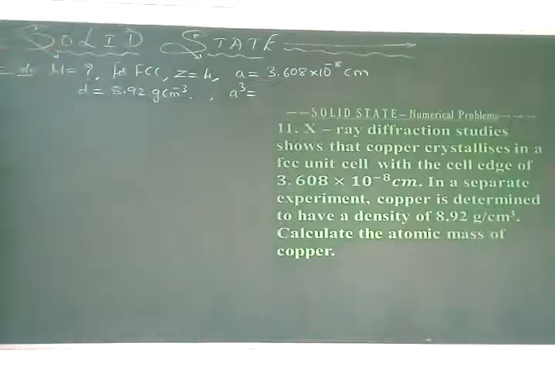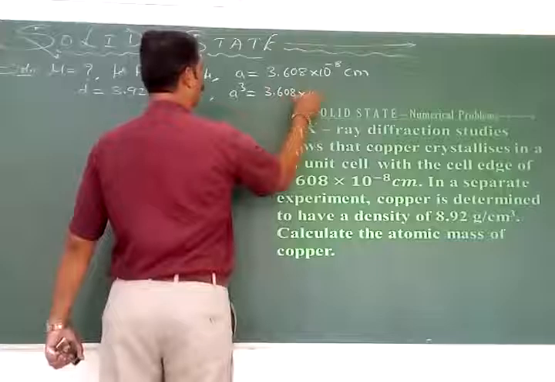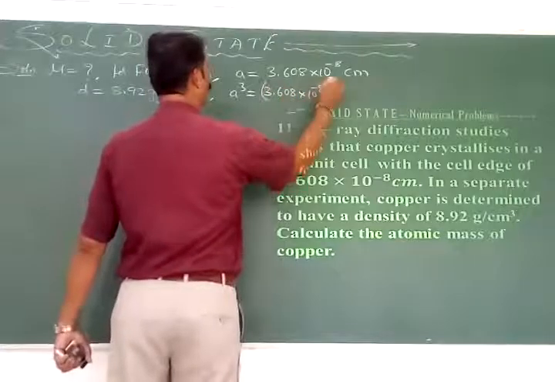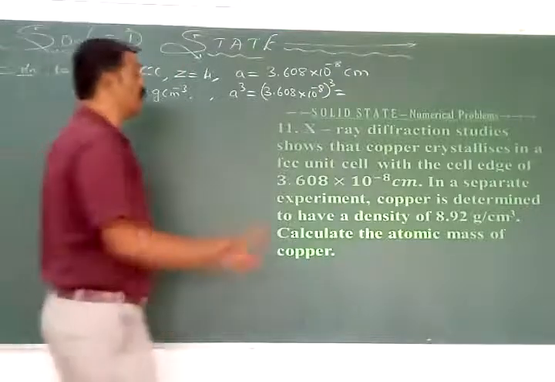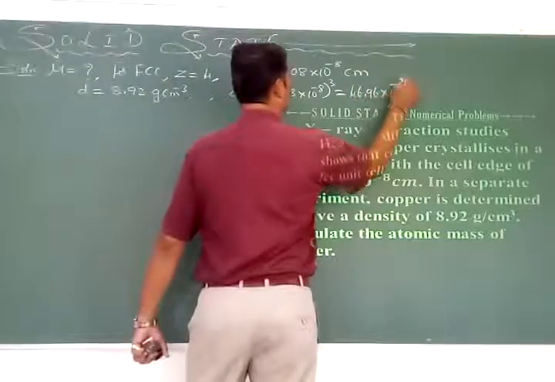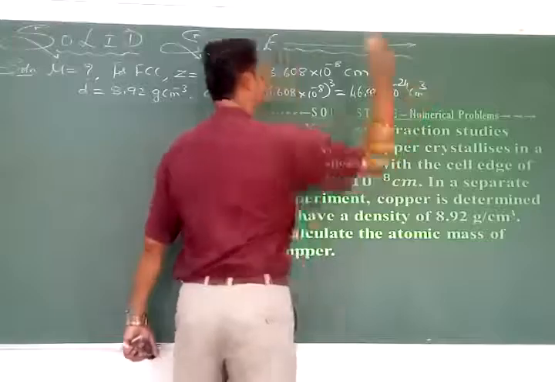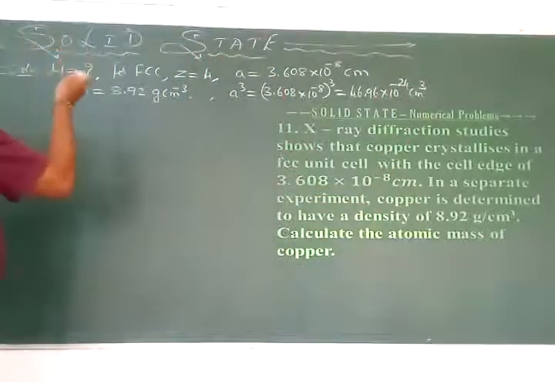3.608 into 10 to the power of minus 8 whole cube. So I will get the value of A cube first. The value of A cube is found to be 46.96 into 10 to the power of minus 24 in terms of cm cube. So A cube is given, Z is given, D is given.